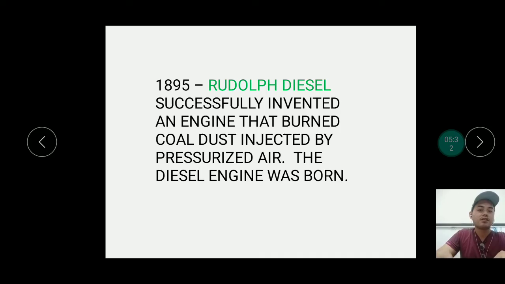So we will get back to history. In 1895, since we will focus on diesel more than the gasoline engine in our discussion, we will talk about Rudolf Diesel, the one who invented an engine that burned coal dust injected by pressurized air. The diesel engine was born in 1895. They used pressurized air at that moment, but now we use compression.